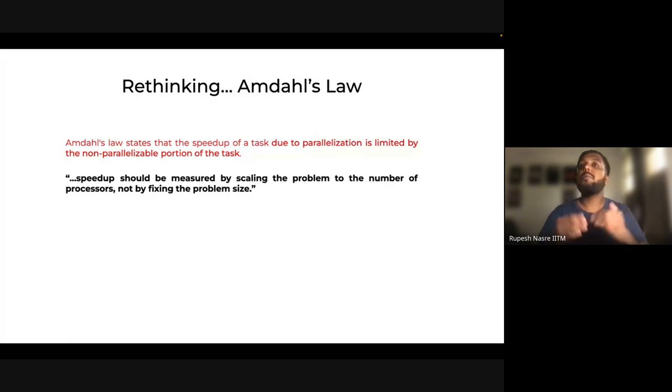So what we can do over here, we can speed up, right? Since our problem size was four walls, can't we increase the problem size along with the number of processes? We can increase the problem size, right? It's not always the case that we are going to paint the four walls. We can think of this law to increase the speed up as if we are scaling the problem, not fixing the problem size, right? We are scaling the problem, not fixing the problem size.